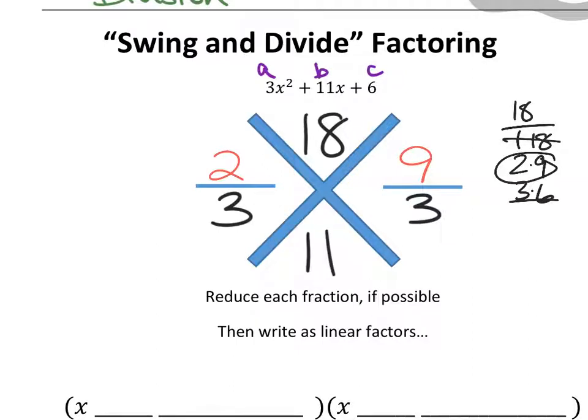But when we're factoring, we're going to take it one step further. And if we can reduce each side, we're going to. 2 divided by 3 comes out to 0.6 repeated, so we're going to leave that as 2/3 because fractions are your friend. And 9 divided by 3, well, that's just 3, or 3 over 1.